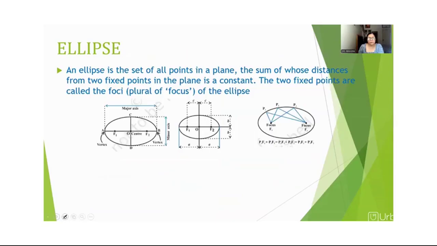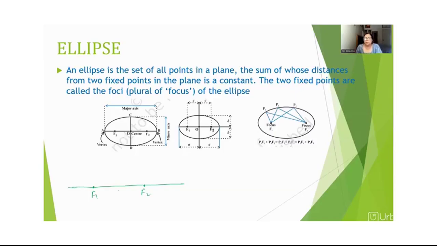Next we have the ellipse. Now what is the basic definition of an ellipse? An ellipse is the set of all points in a plane, the sum of whose distances from 2 fixed points in the plane is a constant, right? Let's say we have 2 fixed points. Let me explain how we can construct this ellipse. These are 2 fixed points, joined like this. Let this be F1, this be F2.